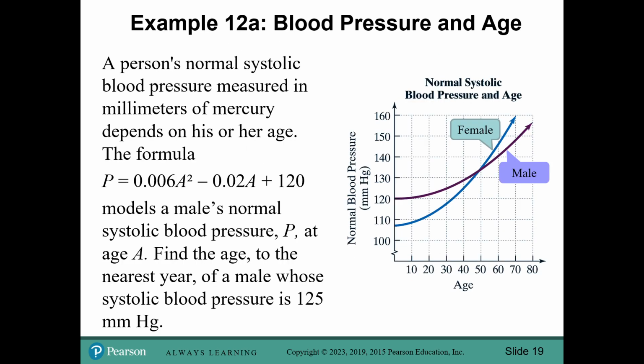Okay. Let's look at example 12a, blood pressure and age. A person's normal systolic blood pressure measured in millimeters of mercury depends on his or her age. The formula P equals 0.006 a squared minus 0.02 a plus 120 models a male's normal systolic blood pressure P at age A. Find the age to the nearest year of a male whose systolic blood pressure is 125 millimeters of mercury.